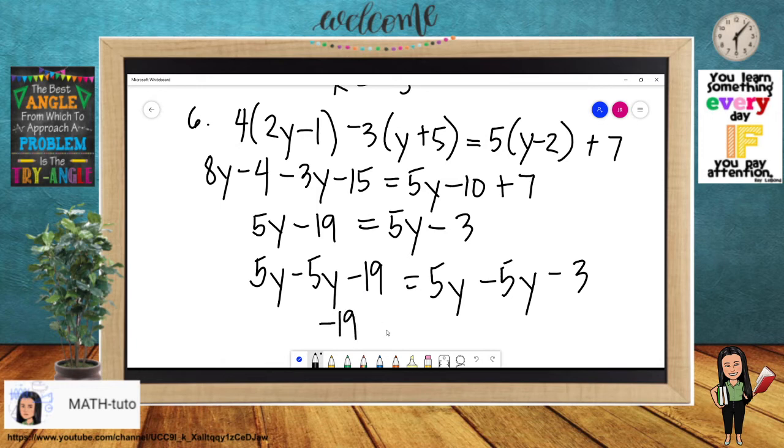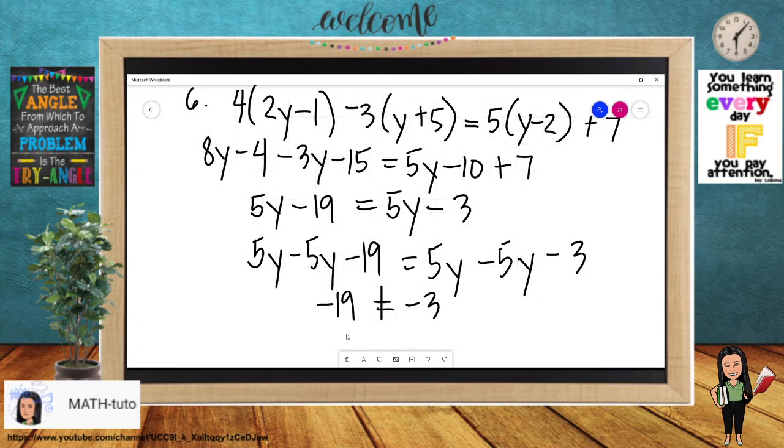So, we have negative 19 equal to negative 3, which we know is not really equal to each other. Okay? Actually, dito pa lang, mapapansin na natin, 5y minus 19 is not equal to 5y minus 3. So, in this case, there is no value for y. Kasi nung in-eliminate natin yung variable, nawala yung variable, and we are left with a constant that is not equal to another constant. Okay?